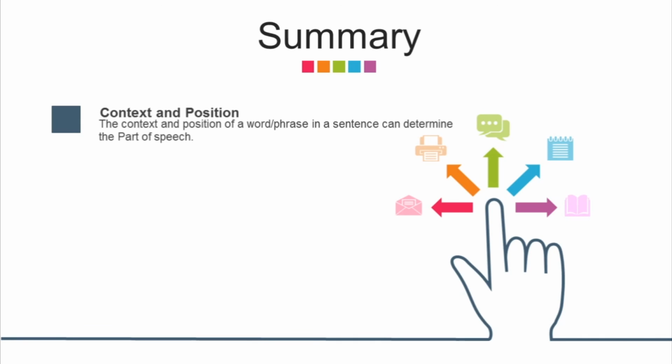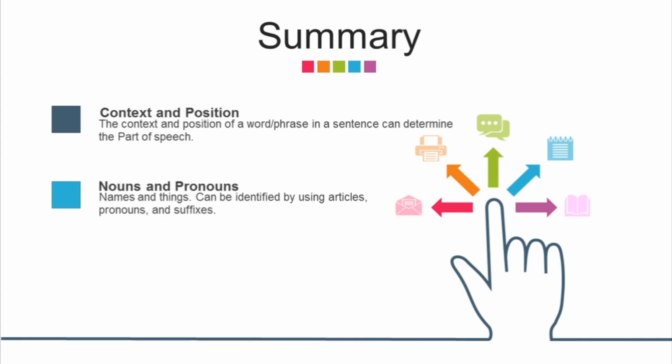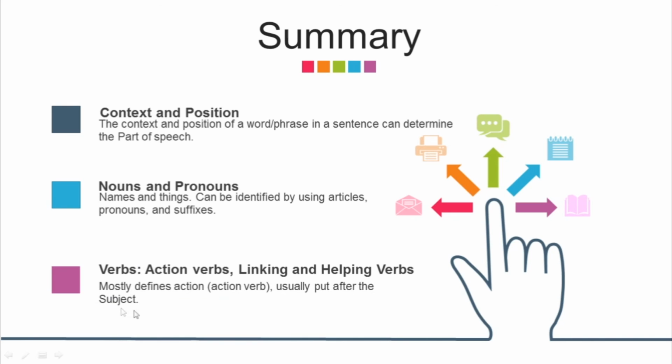Now to summarize what we have talked about today, we talked about that the context and position of a word and phrase in a sentence can determine the part of speech, whether it's a noun or a verb or everything else. And nouns and pronouns are names and things. Pronouns are replacers for nouns, and nouns can be identified by using articles, pronouns, and suffixes such as ness or ity that we talked about earlier. And verbs are usually categorized into action verbs, linking verbs, and helping verbs, and they are mostly defined action. These are the action verbs. They are most common that you find in a sentence, and it's usually put after the subject.